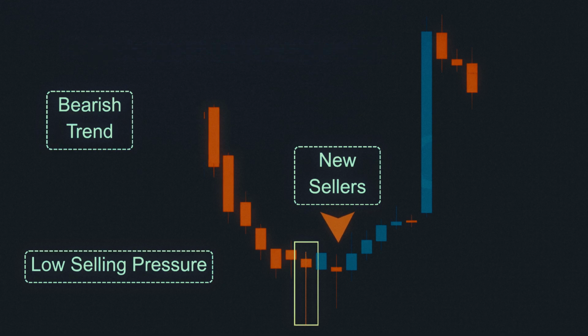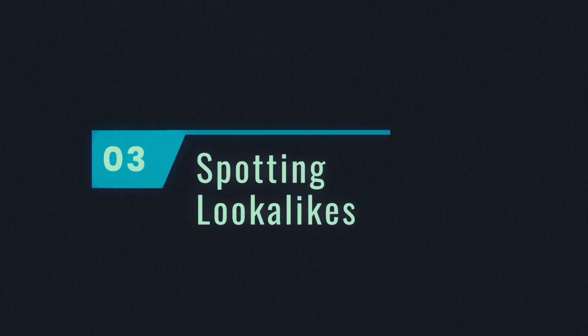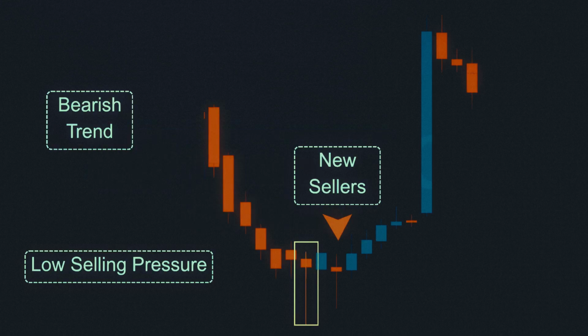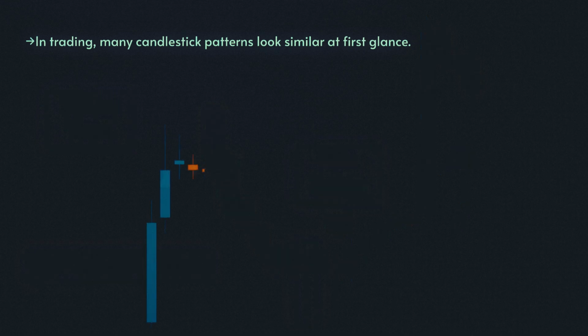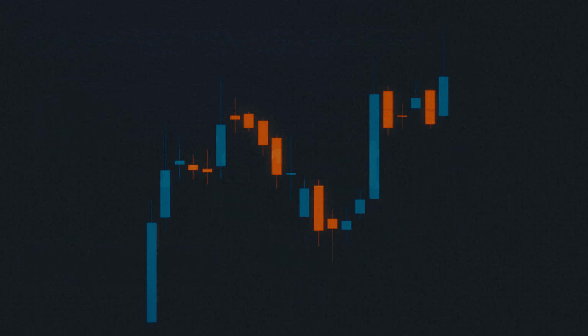Okay, moving on to Section 3, the suspect lineup. It's time to distinguish our real target from the fakes. You really gotta be careful here, because our hammer has some highly dangerous twins lurking on the charts, and they mean very different things. Take the hanging man, for instance. Visually, it looks practically identical to the hammer.